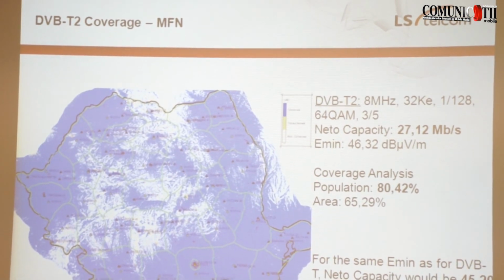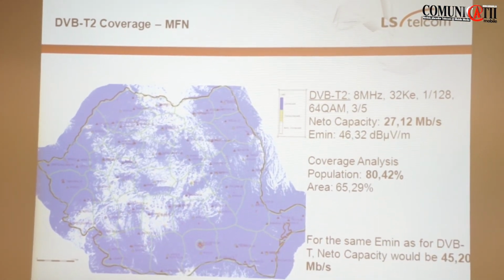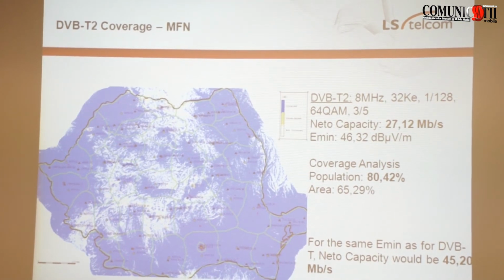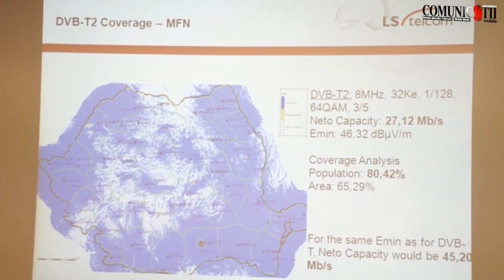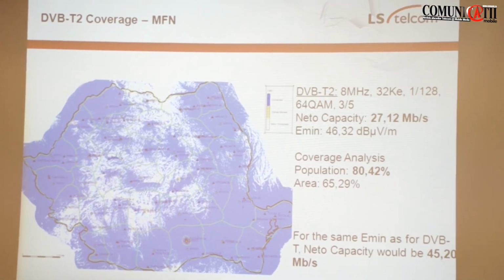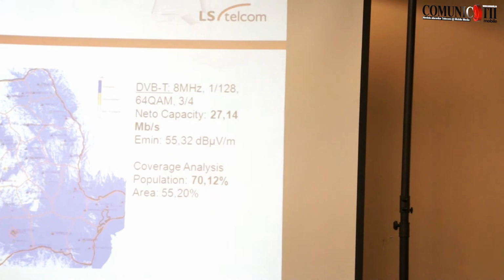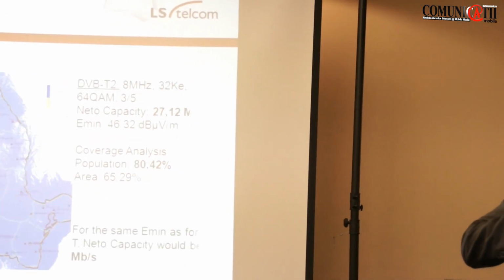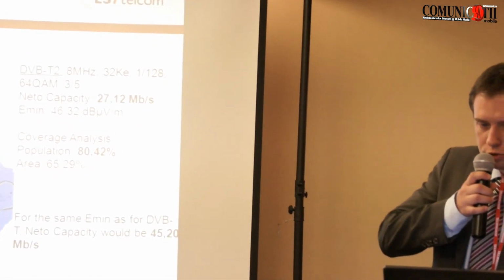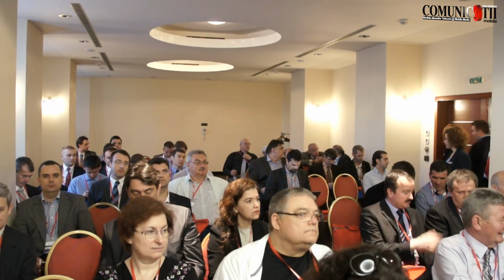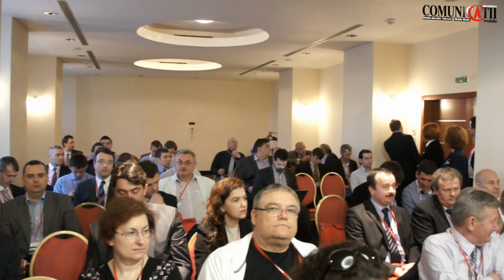Moreover, if we used the same coverage of DVB-T, we would have the capacity of 45 megabits per second, and for the DVB-T we had 27.14 megabits per second. So this is just the illustration of the very first slide, and just a couple of slides regarding portable and mobile implementation scenarios, which are very popular with DVB-T2.